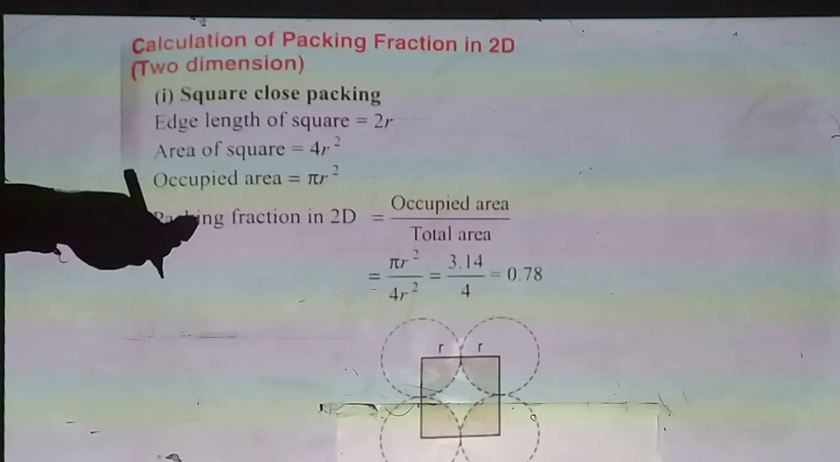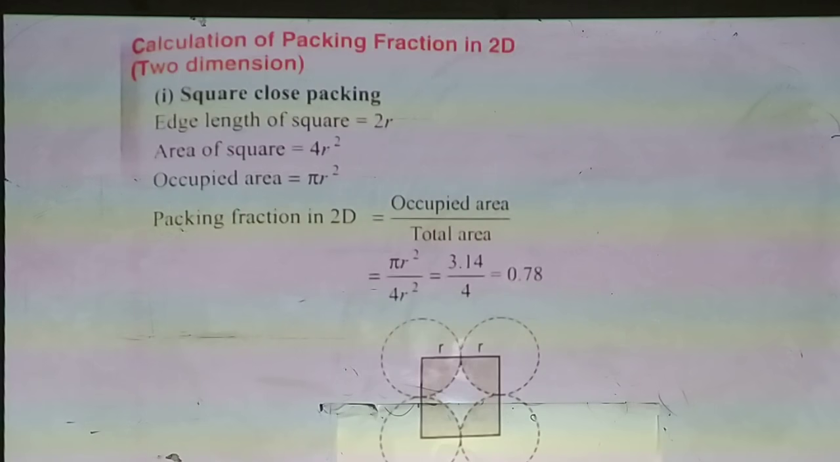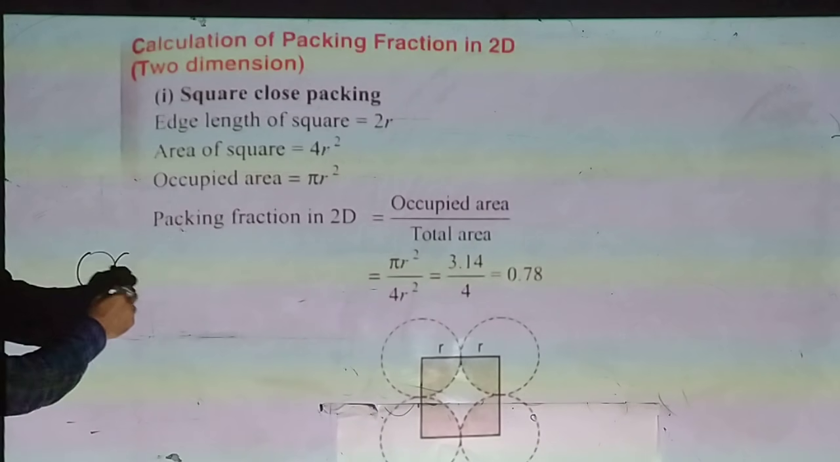Now calculation of packing fraction in 2 dimensions. Yes, in our book, packing efficiency of 3 dimensions is given, the packing efficiency of 3 dimensional close packing. It is not given for 2 dimensions, 2D. Square close pack, and its packing efficiency.